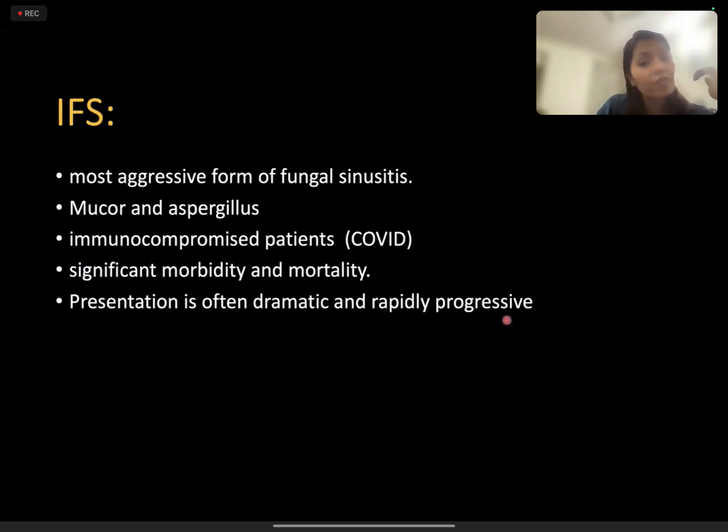This is the most aggressive form of fungal sinusitis, most commonly caused by mucormycosis and aspergillus, and in fact we saw lots of similar cases during COVID times. It commonly occurs in immunocompromised patients, including diabetes, and carries a significant morbidity and mortality. Presentation is often very dramatic and has to be treated aggressively.